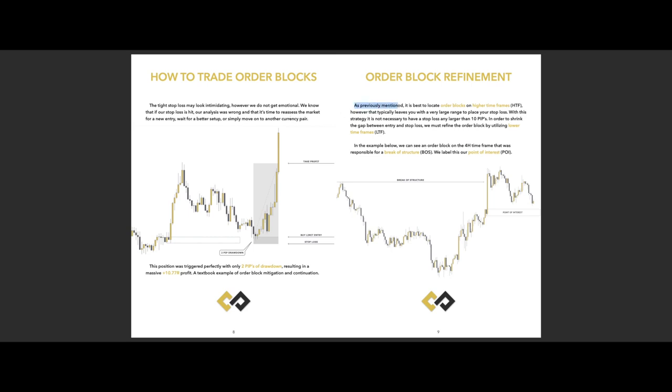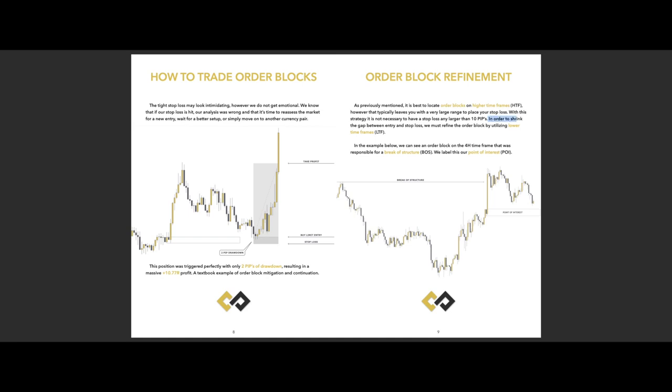So as previously mentioned, it's best to locate order blocks on higher time frames. However, that leaves you with a very large range to place your stop loss. And with this strategy, it's really not necessary to have any stop loss larger than 10 pips. Me personally, I like to stay around 3 to 5 pips. That's kind of my sweet spot. I don't really go below 3 pips. That's just a little too risky for me.